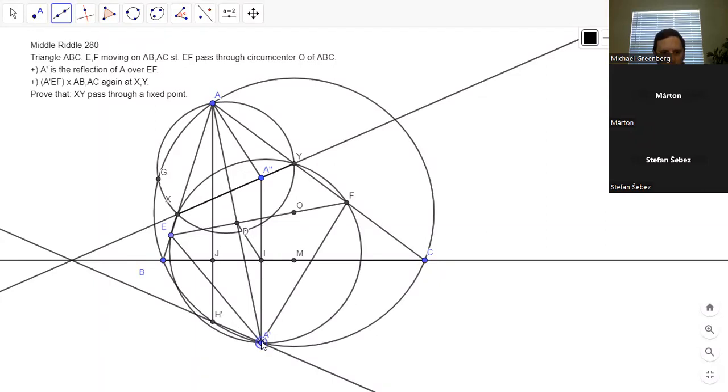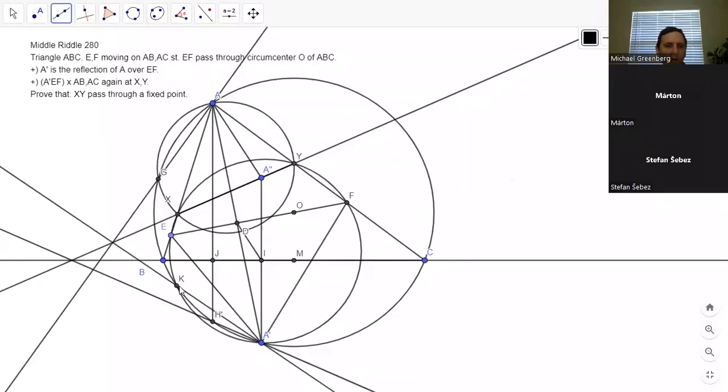Maybe we could start out doing it this way. And then, wait, what am I doing? XY, AG. So we know those concur. We have to show that these concur.